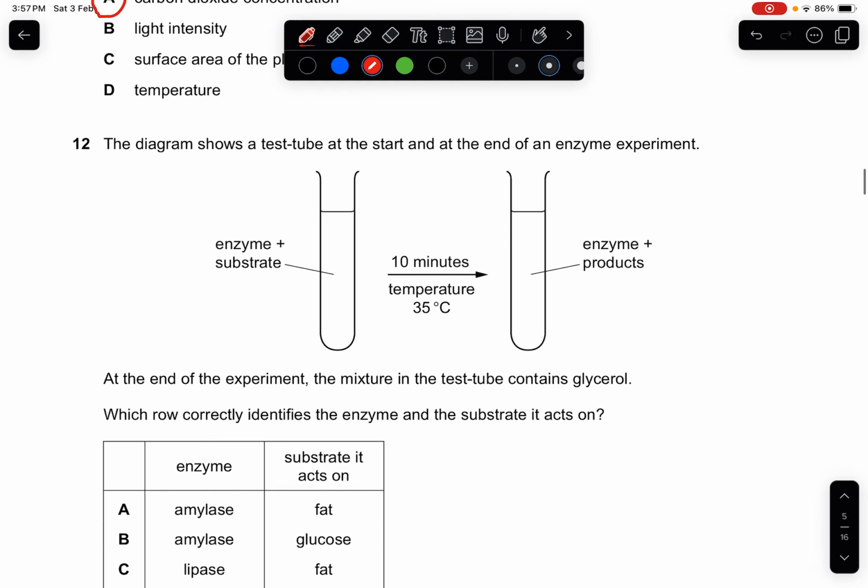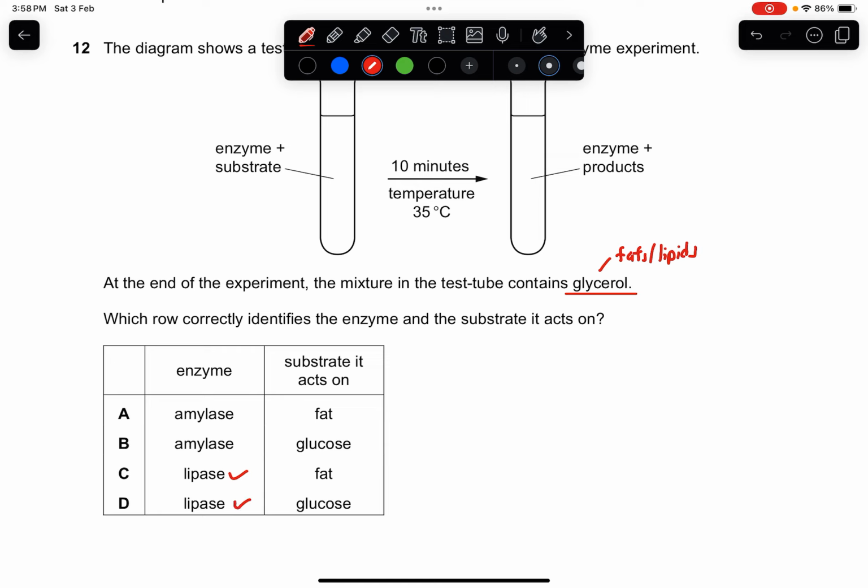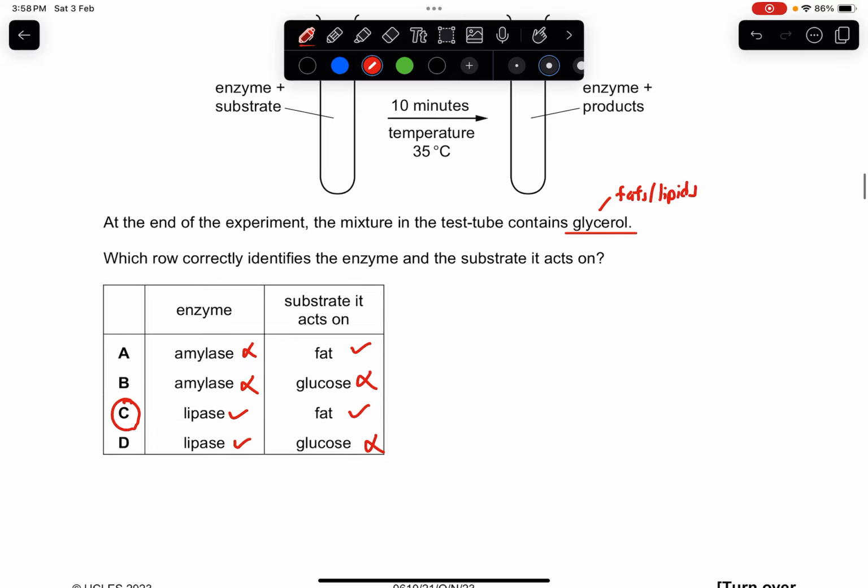Okay? Question 12. The diagram shows a test tube at the start and at the end of an enzyme experiment. So there is an enzyme and substrate for 10 minutes at a temperature of 35 degrees, and we form the enzyme and products. At the end of the experiment, the mixture in the test tube contains glycerol. Which row identifies the enzyme and the substrate it acts on? Glycerol is actually the product of fats or lipids. So the enzyme will be lipase, amylase is out, and the substrate is fat. So the correct answer is C.